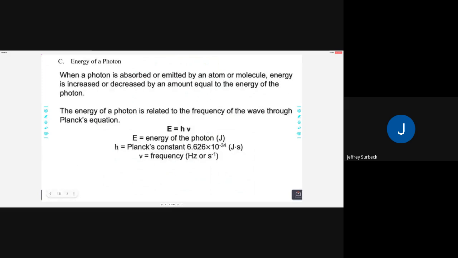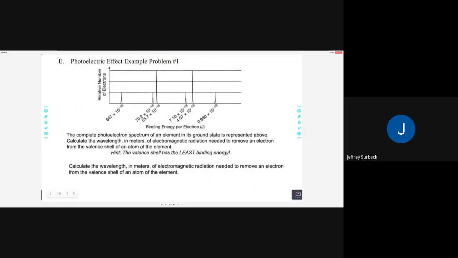Then our energy of our photon, our big thing here, and both of these things are in your AP Chem handout that we have. The energy of the photon is equal to Planck's constant times frequency. Planck's constant is always 6.626 times 10 to the negative 34. In both of these, these are calculations.